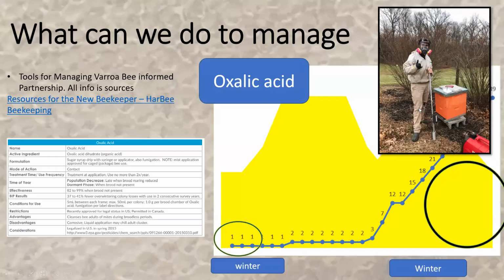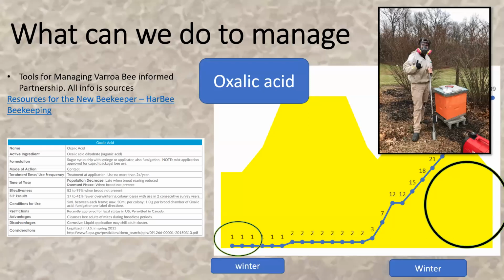Oxalic acid is another treatment. I tried to do these three very different types. Oxalic acid is very often confused with formic acid, just because they're both acids. They're both organic acids. And Apivar is a strip, but also, I'm picking these three because they're different, but they're also very often confused.